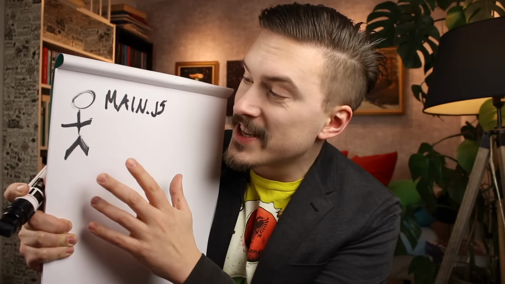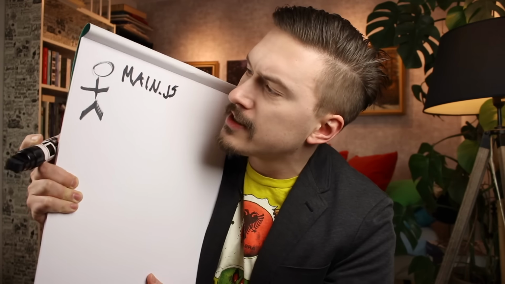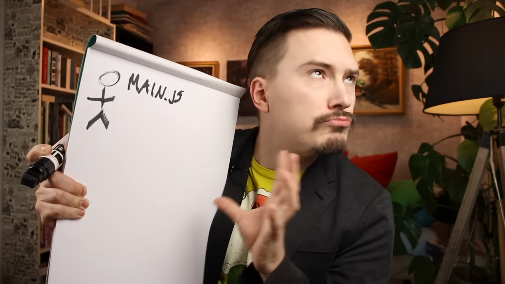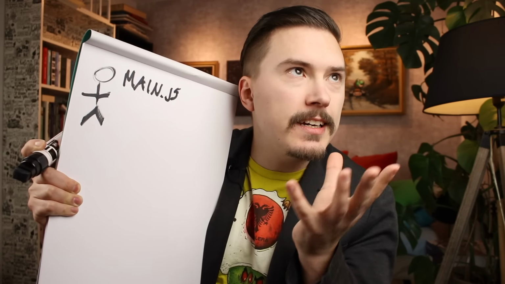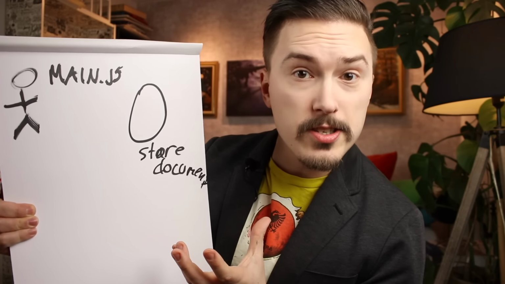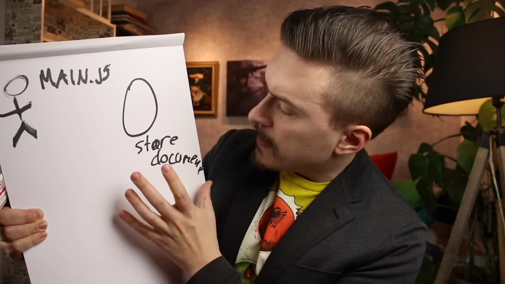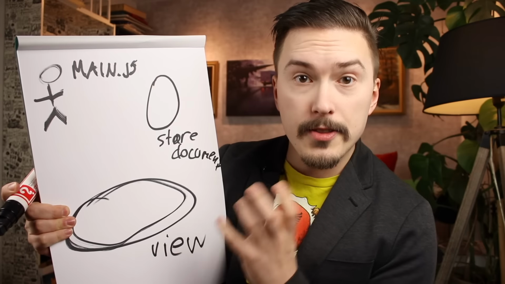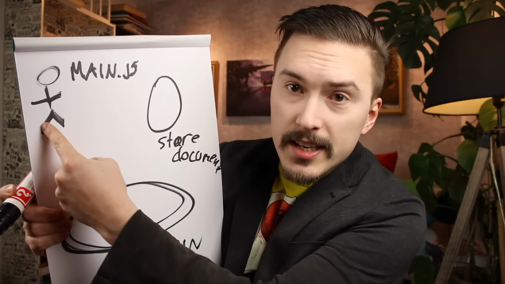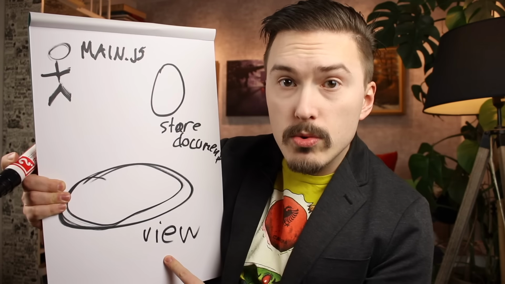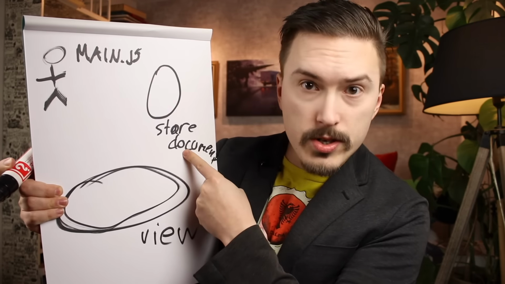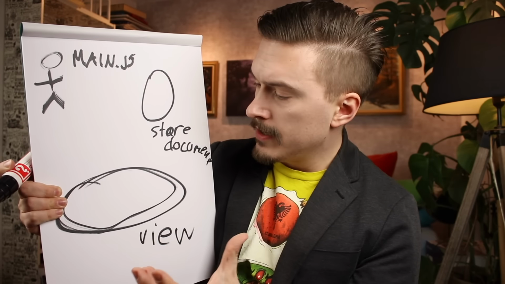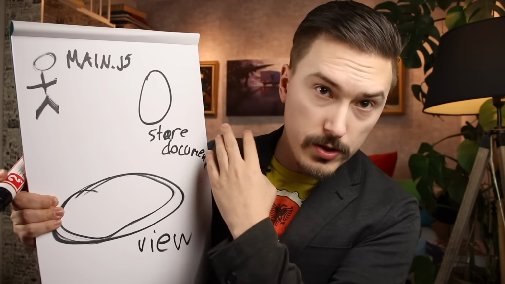So we have main.js here. I've drawn main.js as a person for some reason, like perhaps because it is the controller, the boss of the application that just coordinates and puts everything together. So when main.js starts setting up the application, it starts by creating this store document function. And the reason it does that is because main.js knows that the view will need a store document. Otherwise, you can't handle file uploads in the view.